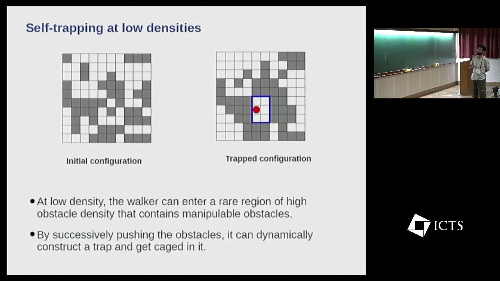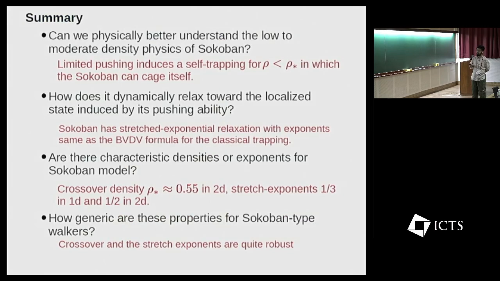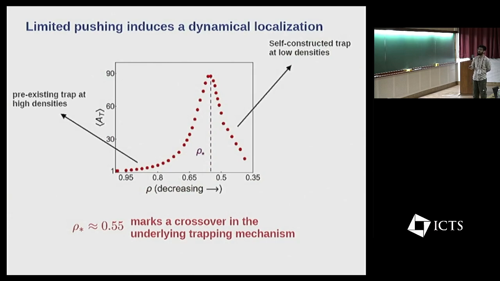This turnover happens because the Sokoban, even though there might not be a cage at the initial time, can enter this region and modify it into a cage like this. And this happens especially at moderate to low densities. That's why there's some self-trapping mechanism here that gives rise to this turnover, whereas here that self-trapping might not be as effective as in moderate densities. So this marks a crossover in the underlying trapping mechanism.